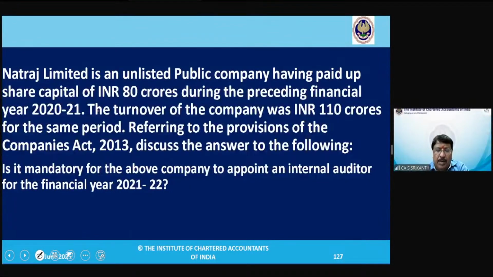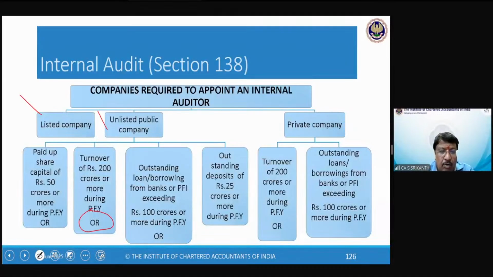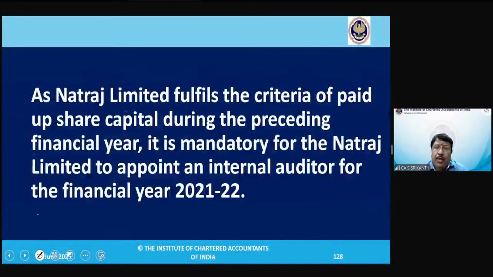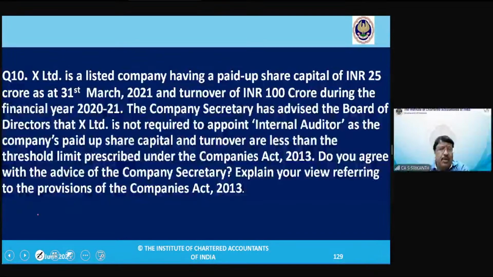But note it, this is or. Or means even if one condition is satisfied, it's covered. Whereas if this is and, then all the conditions are to be satisfied simultaneously. No, this is or. So, since the paid up share capital criteria is fulfilled, it is mandatory for Nataraj Limited.